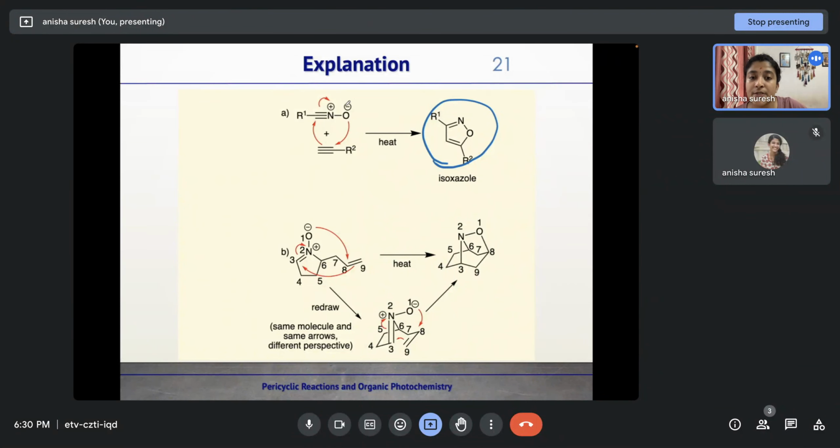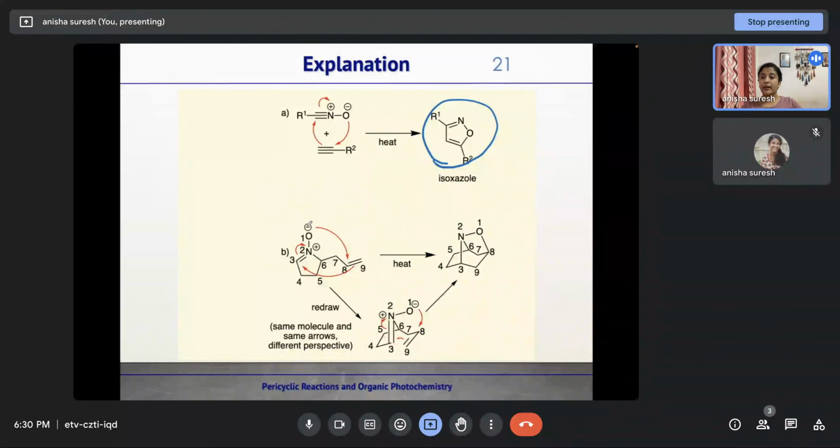This negative charge will go and attack on this center, and this double bond will go and attack on this carbon, leading to neutralization of the positive charge on the nitrogen and the formation of a 5-membered cycle. That 5-membered cycle is known as isoxazole. This is the nomenclature for this ring.